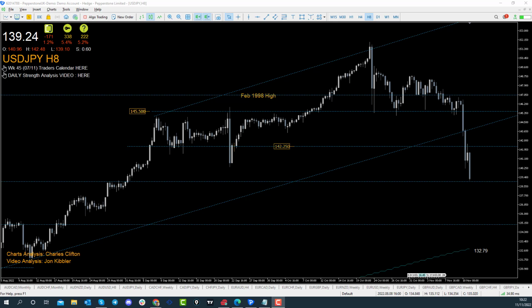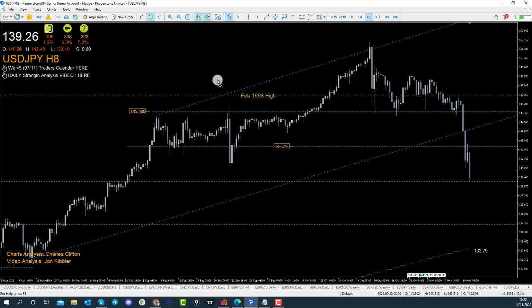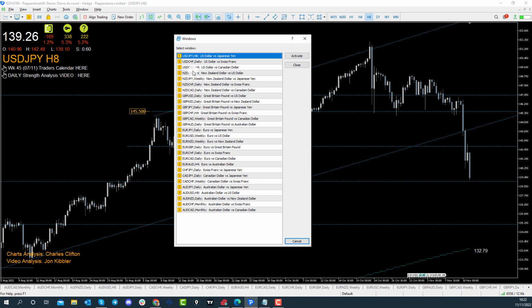Bringing back in the tables then, what other markets could we potentially look at? Well, I was actually taking a quick look at Aussie CAD. Okay, so Aussie CAD featured on the charts here. Aussie, one of the stronger currencies at S3 on the trend traders. Canadian dollar W2.